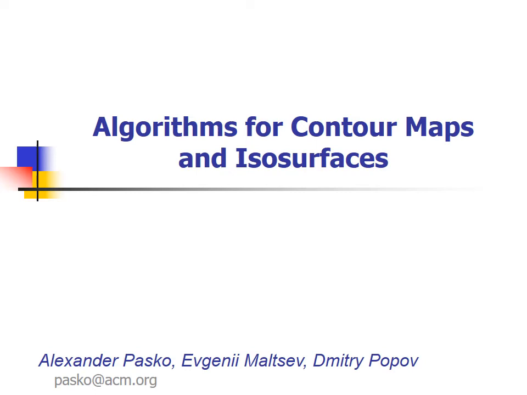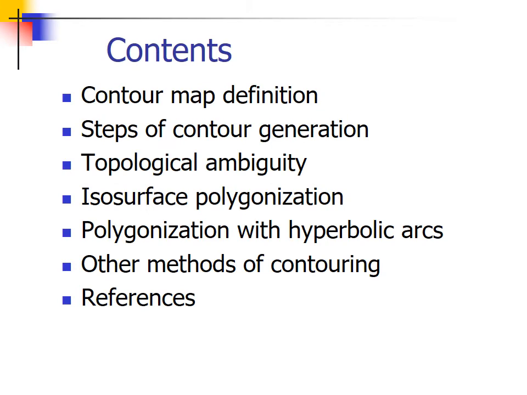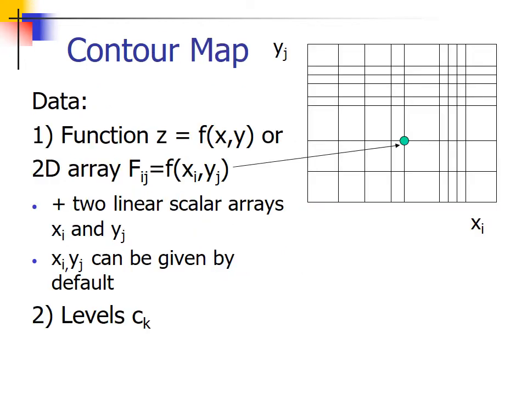Today we are continuing the geometric modeling course, and the topic of our lecture today is algorithms for contour maps and isosurfaces. The current lecture covers the following topics: basic definitions of contour map, and algorithms for contouring and polygonization. First of all, let us give a definition of a contour line and a contour map.